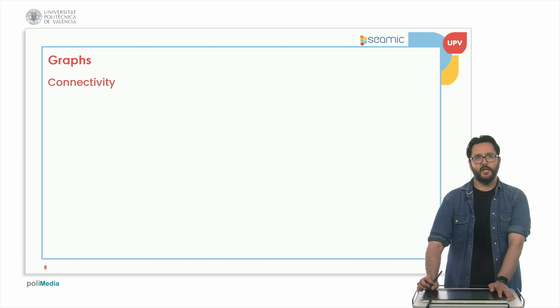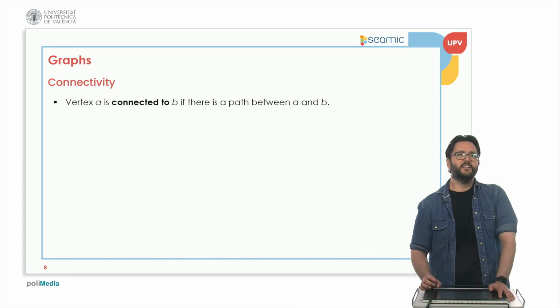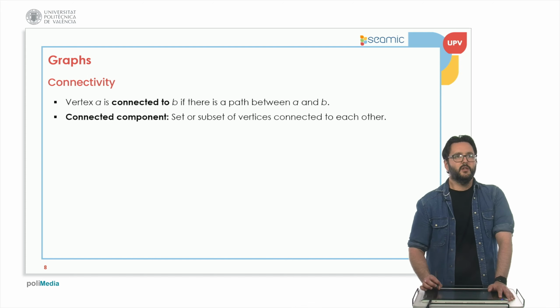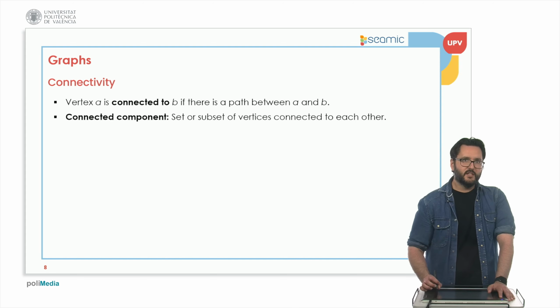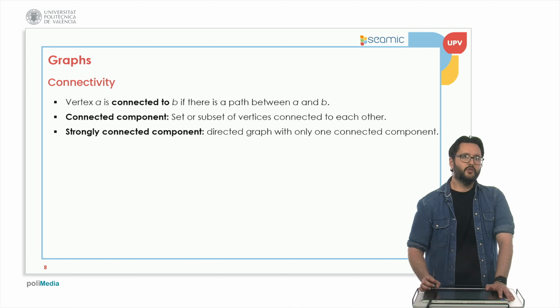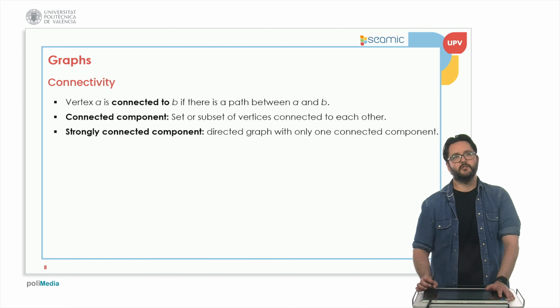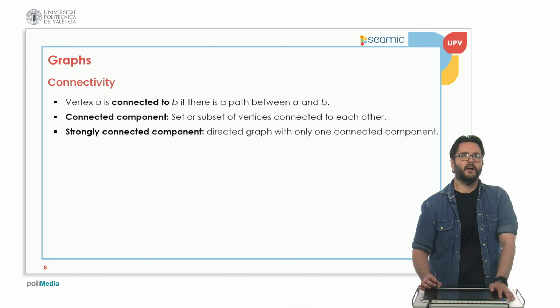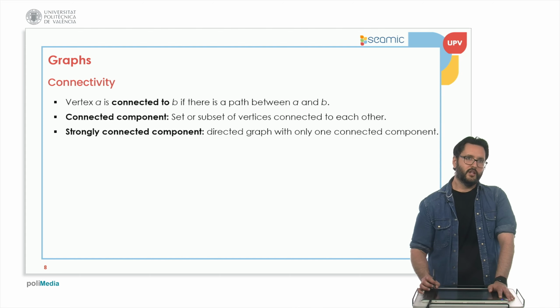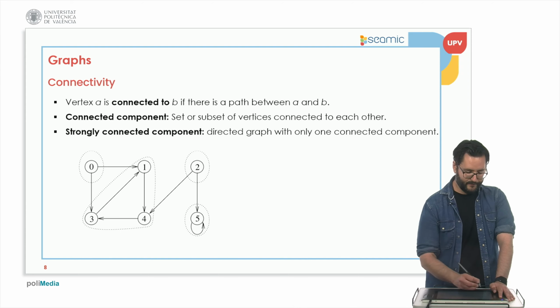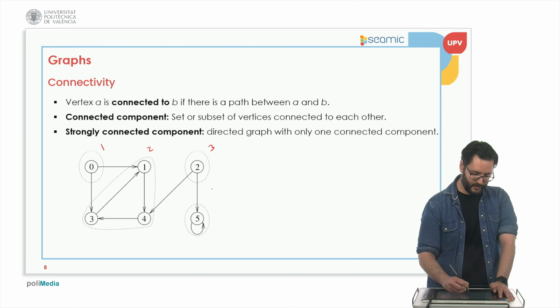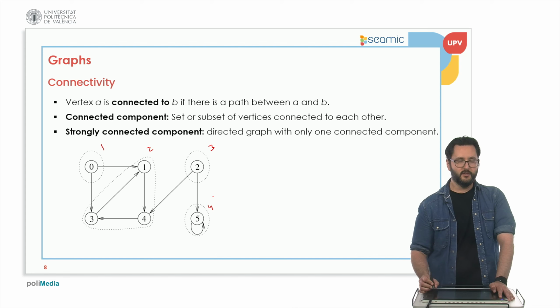Let's talk about the connectivity in graphs. A vertex A is connected to B if there is a path between A and B. We can talk about connected components that are sets or subsets of vertices that are connected to each other. And in the case of directed graphs, we can talk about strongly connected graphs that are graphs with only one connected component. For example, here we have 1, 2, 3, and 4 connected components.